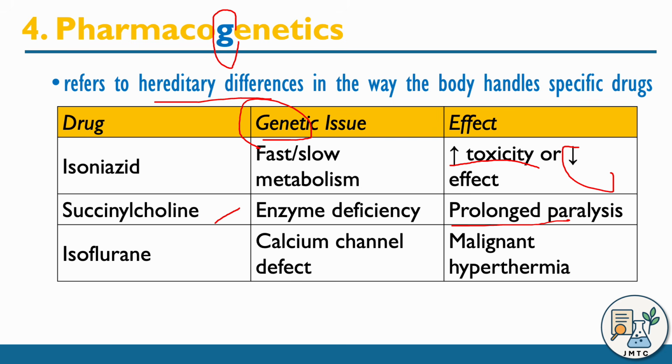And last example natin is isoflurane. This is an anesthesia. So, ang nangyayari dito, for those who have genetic issues, may abnormal calcium channel in muscle cells. So, the result is rapid rise in temperature, malignant hyperthermia, increased oxygen use, and this can be very fatal. The drug is safe for most people, but in others, deadly siya.